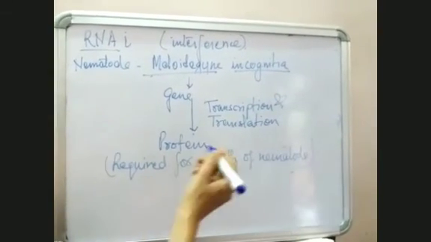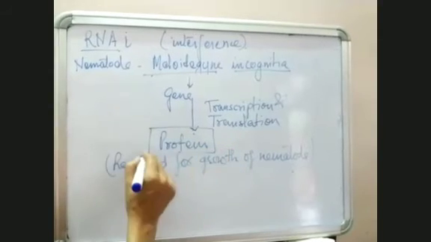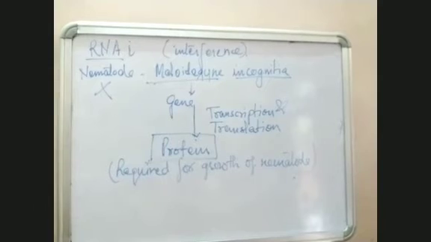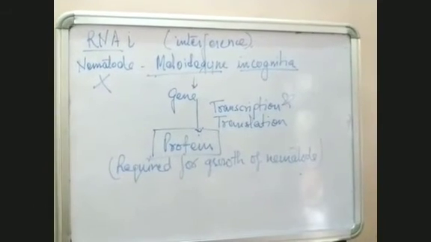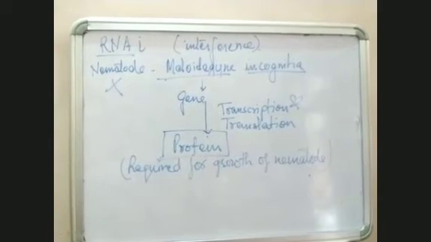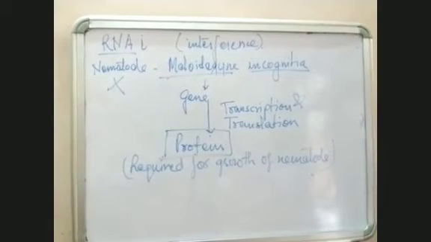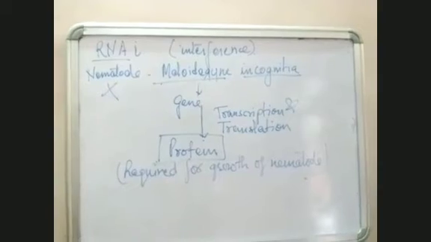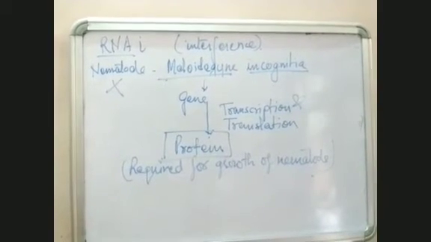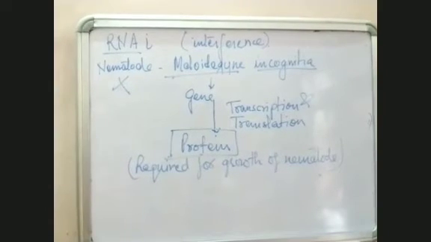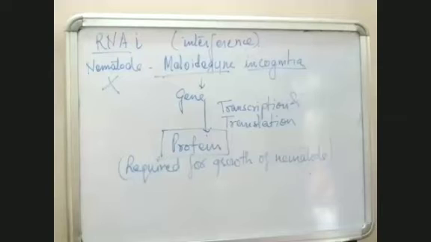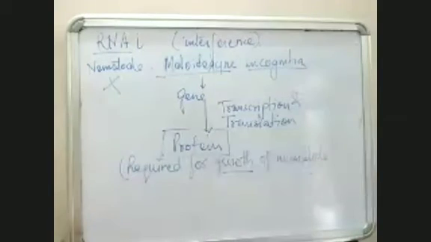That means if this protein is not there, this nematode will not grow. This nematode grows only if the gene is there, that gene is producing the protein, and that protein is required for its growth. So if the protein is not there, the nematode will die. This concept was first studied by biotechnologists and was used. So normal growth is only in the presence of this protein.